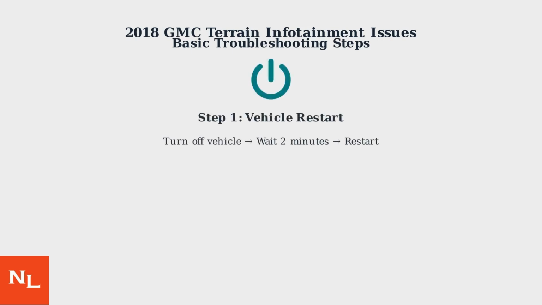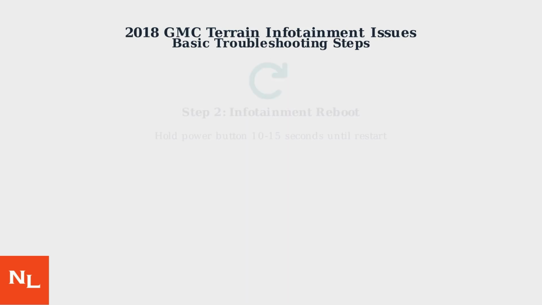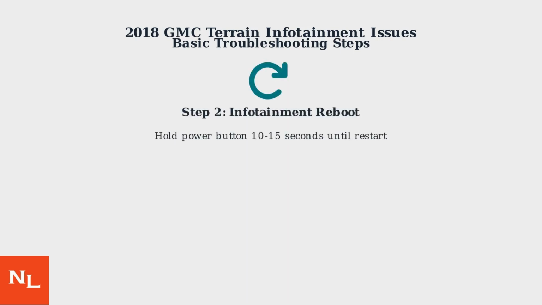Step 1. Try a basic soft reset by turning off your vehicle completely, waiting at least 2 minutes, then restarting it. This simple step clears temporary software glitches and often resolves minor issues. Step 2. If the vehicle restart doesn't work, try rebooting just the infotainment system. Hold the power button on the infotainment unit for 10 to 15 seconds until the system restarts automatically.